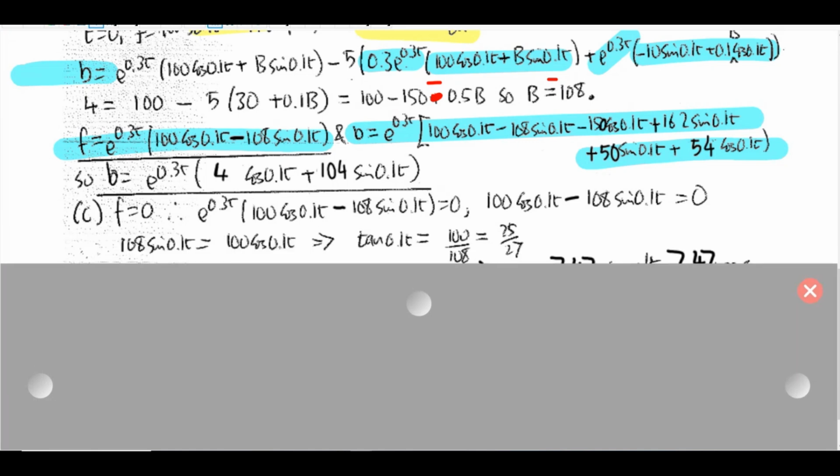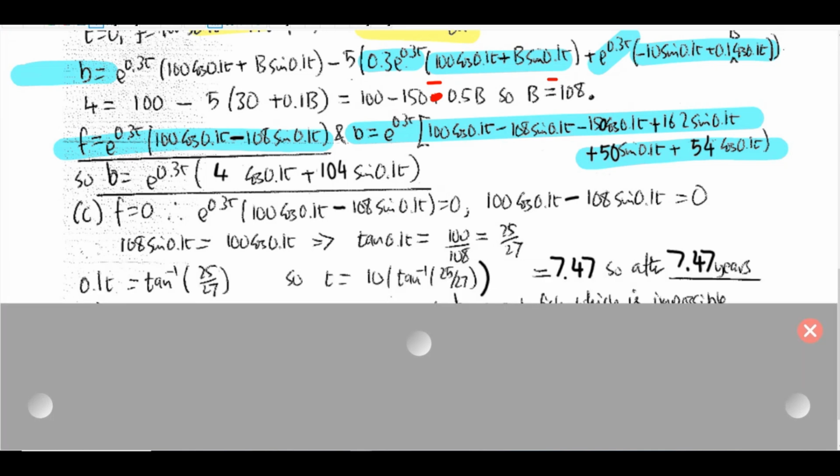This equation rearranges to give an equation you can solve using tan. So 108 sine 0.1t is 100 cos 0.1t. Divide both sides by cos of 0.1t and then say sine over cos is tan. So tan 0.1t is 100 over 108. If you inverse tan to get 0.1t and then times by 10 to get rid of the 0.1, then in radians, you'll get t is 7.47. So what this model predicts is that the number of fish will die out after 7.47 years.